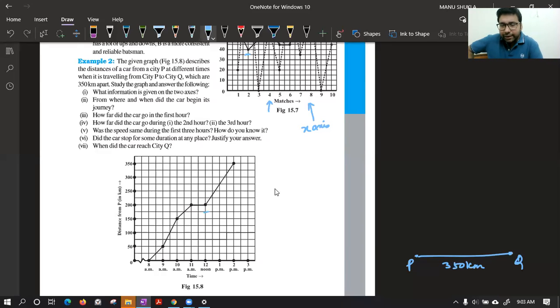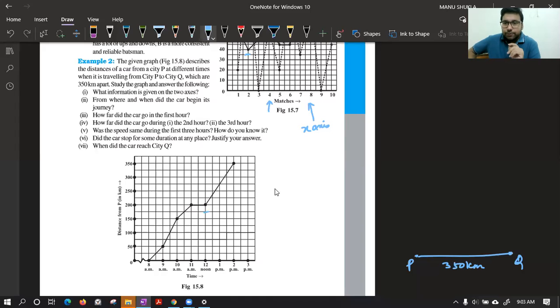Okay, Yashna is saying at 8 a.m. they have started and 50 kilometers. Okay, from where and when did the car begin its journey? Try to understand. Not 50 kilometers. From where means from which place did they start? From P they have started, and they have started at what time? At 8 a.m. Does it make sense that at 8 a.m. they have traveled 50 kilometers? You started the car and you have traveled 50 kilometers. Will that be correct? Is it possible? No, because we are not on a rocket. Because a rocket only can cover this much distance in such short times.